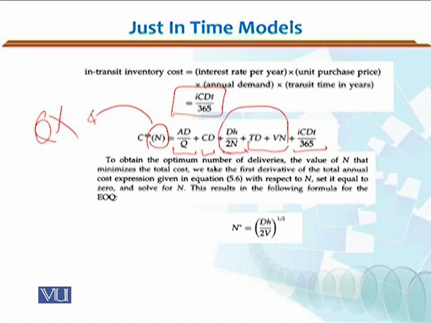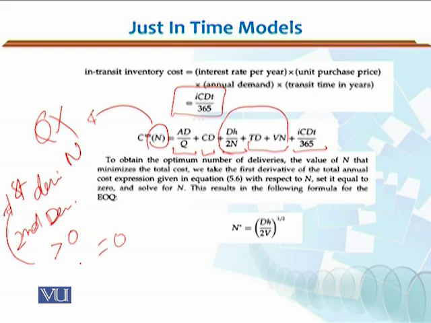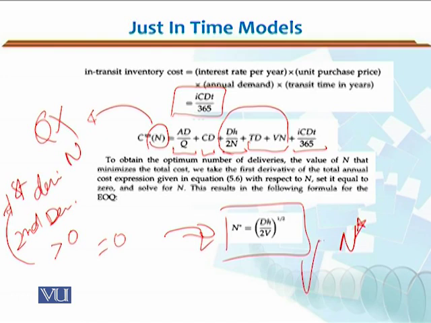So what do we need to do? Same as before, we need to take the first derivative of this cost function with respect to N, big N. Then we need to take the second derivative, and if it is greater than 0, we would say the function is minimized, and then we have to set the first derivative equal to 0 and solve it for N. When solved for N, we have this expression: N optimal, represented by N star, would be equal to the square root of DH over 2V. So the square root of DH over 2V would be my N optimal.